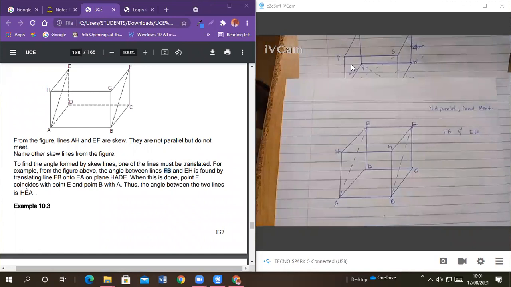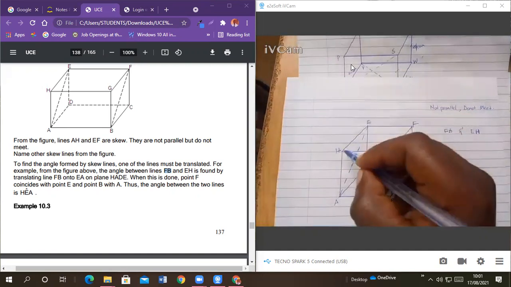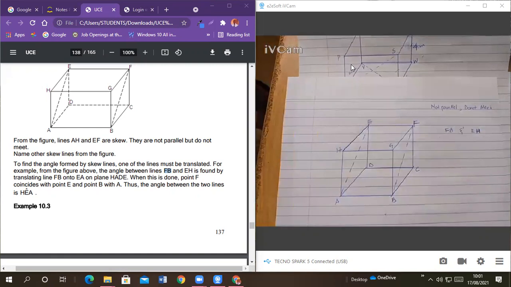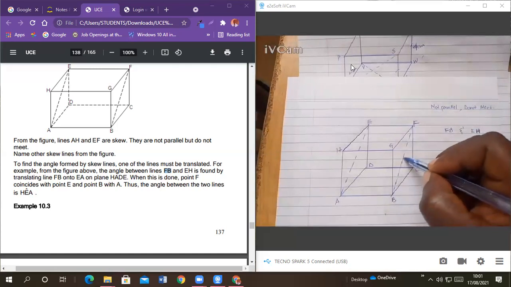Not parallel, do not meet. You can see EH. This is the line EH. That line does not meet FB. This is FB, this dotted one is FB.